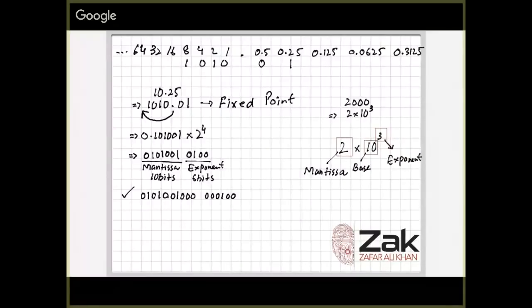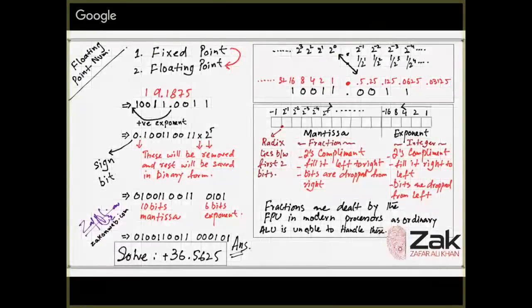All right. So let's get to this one, 19.1875, and we realize that this would be 10011.0011. Now we have moved the point all the way towards the left. That is a rule. That makes it 0.100110011 times 2 to the power 5.